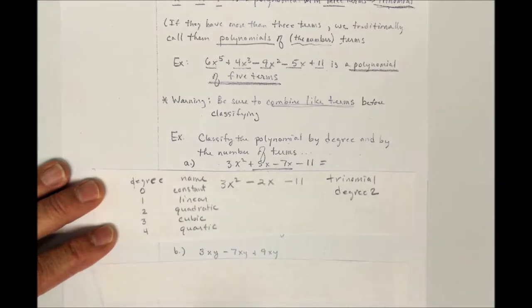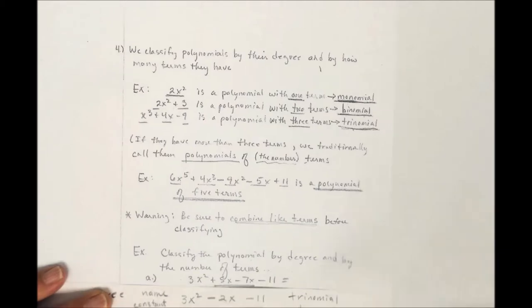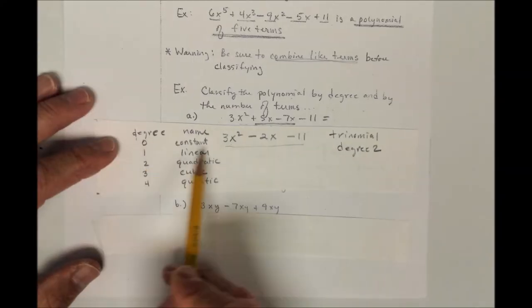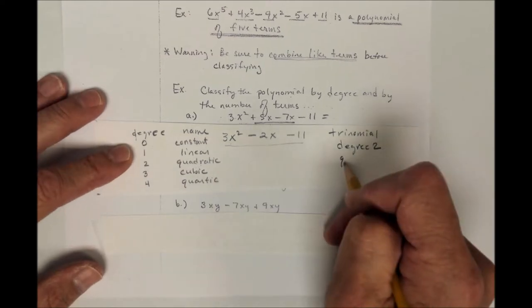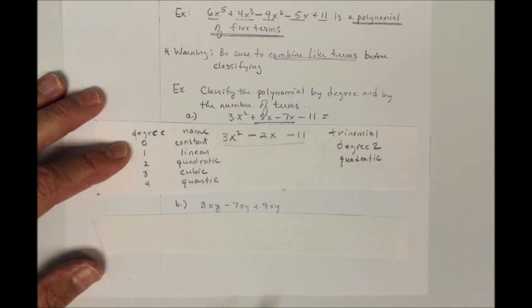So we can classify them and give them names not only by how many terms there are, like back here, monomial, binomial, trinomial, but also by the degree. Constants, linears, quadratics, cubics, quartics. So degree 2, this is quadratic. A quadratic trinomial. We'll get to those guys, that's for sure.